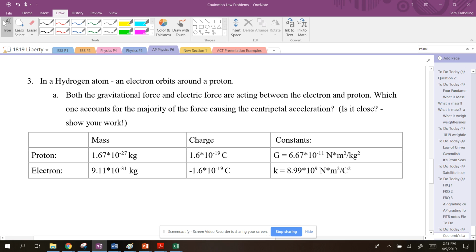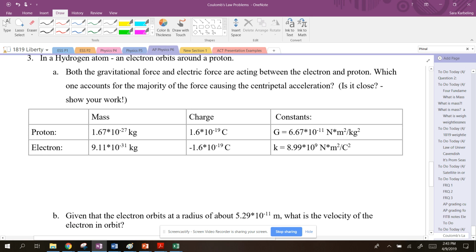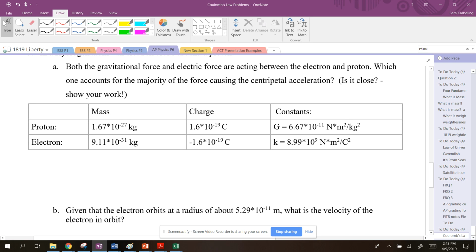The point of this question was to show you the relative strength of the gravitational force and the electric force of an electron going around a proton. So you're just calculating gravitational force, calculating electrostatic force.